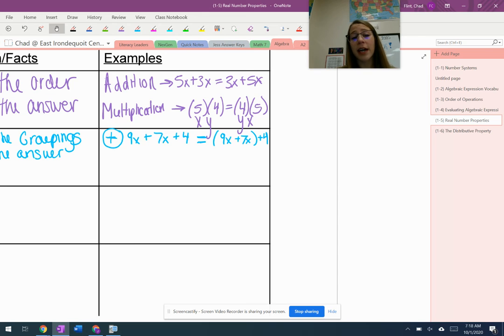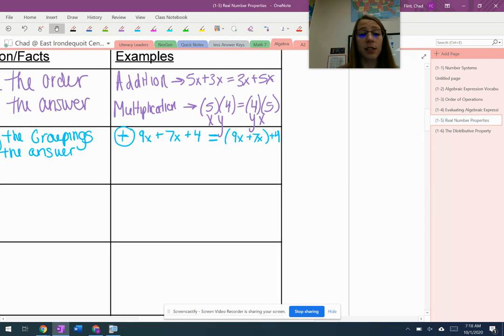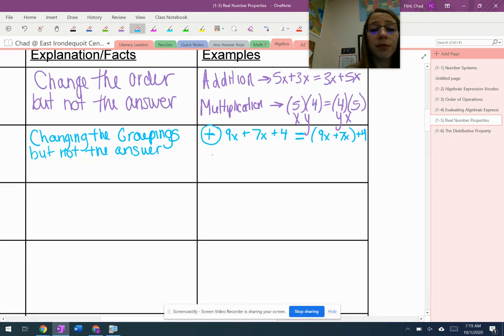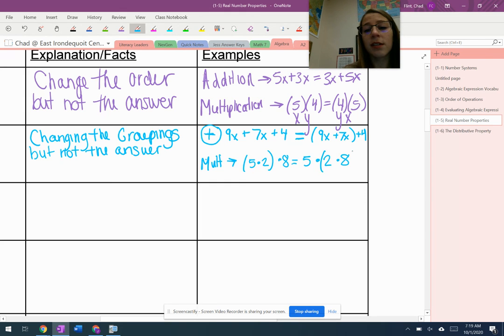In my first line, I didn't have any parentheses, but putting them in the second part of the equation groups those like terms together. So that is the associative property. Putting those groupings in is part of the associative property. And so then multiplication would be something like 5 times 2 times 8 is equal to 5 times 2 times 8, with those guys in parentheses.